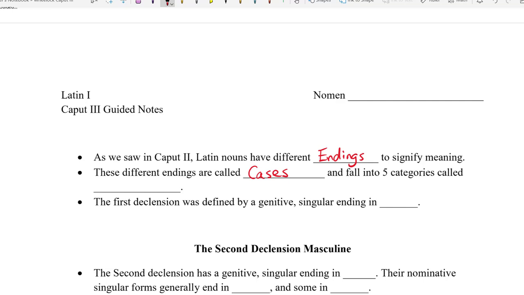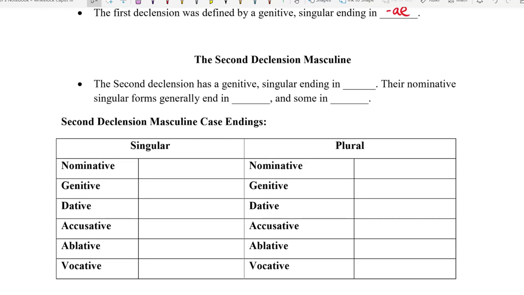So you have different cases, right? Are the endings, and there's 5 different categories for these same cases. And those are called declensions. Things that we should already hopefully be grasping, I would hope. The first declension, which we just learned last chapter, was identified by a genitive singular that ended in AE. We should be able to understand that. But moving on to the second declension, masculine.